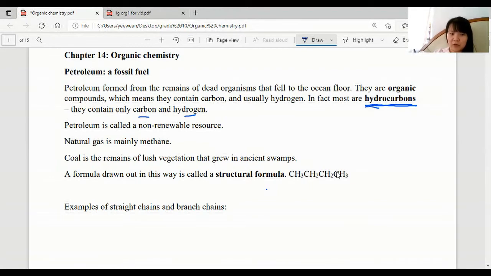Therefore, it's non-renewable. If we were to use it too fast, then our next generation might not be able to enjoy having petroleum. Same goes for natural gas and coal, and all these are non-renewable resources. We should use it sparingly. Natural gas is mainly methane, and coal is the remains of lush vegetation that grew in ancient swamps.